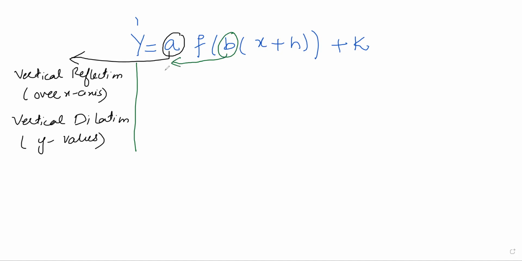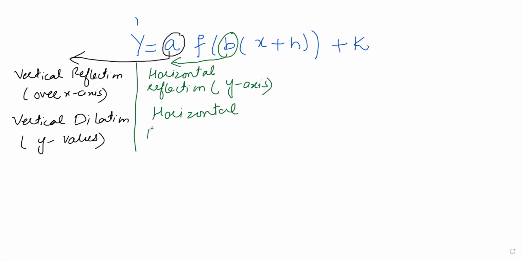So the B factor is going to represent horizontal reflection. Horizontal reflection affects the x-axis. Horizontal dilation.